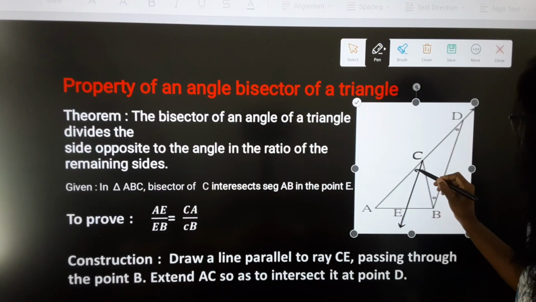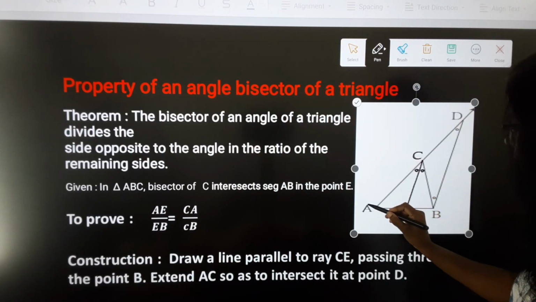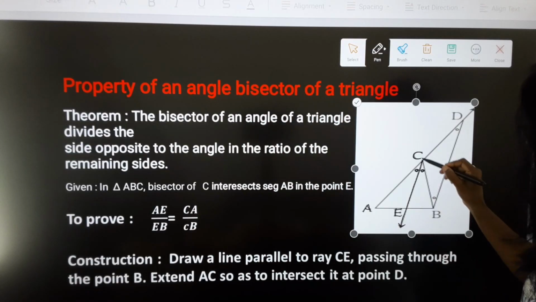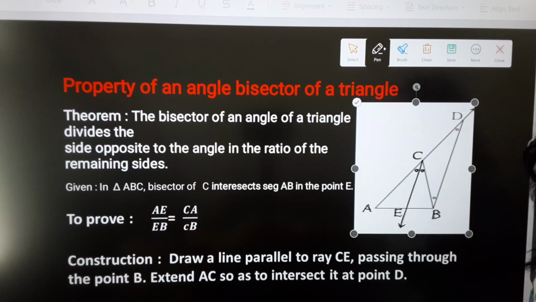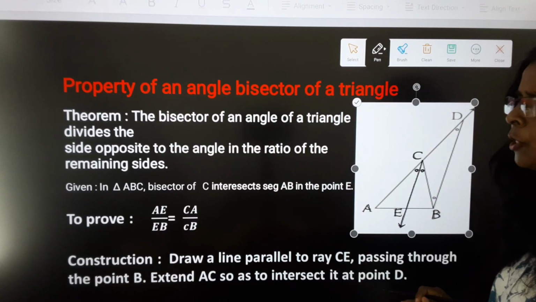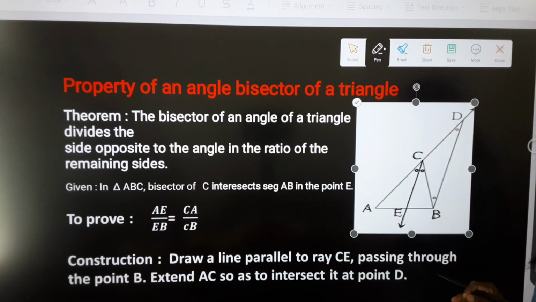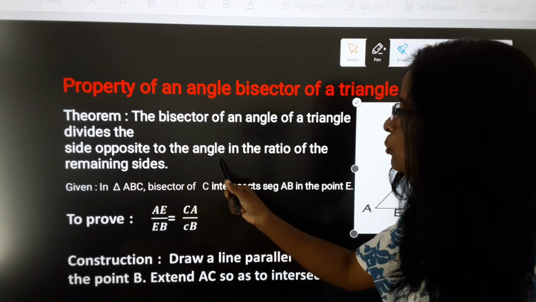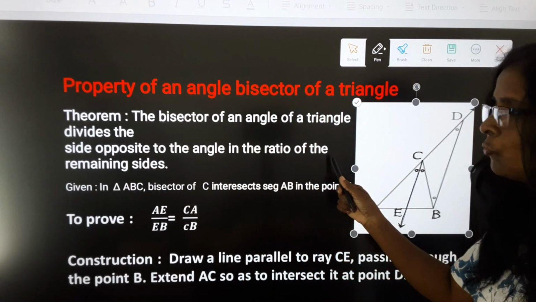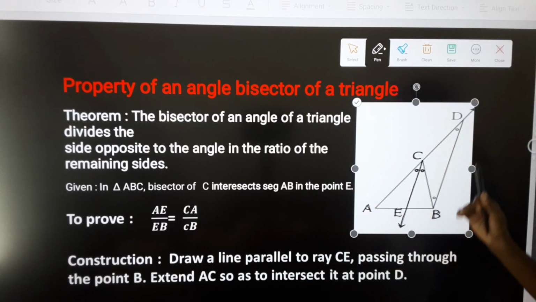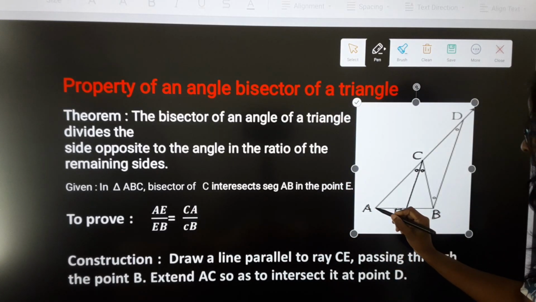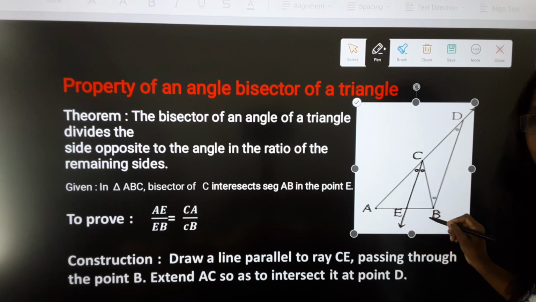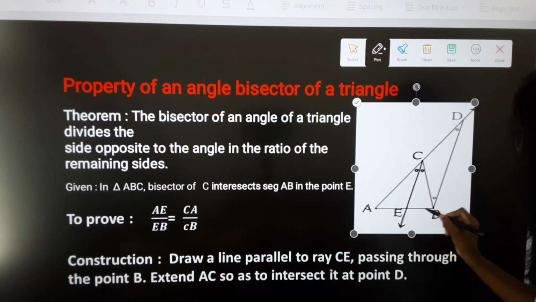So that's why these two angles are equal. That means angle ACE and angle BCE are equal. Okay, and here what we have to prove? We have to prove that the bisector divides the side opposite to the angle in the ratio of the remaining sides. So now here the opposite sides are AE and EB. So their ratio is AE upon EB.